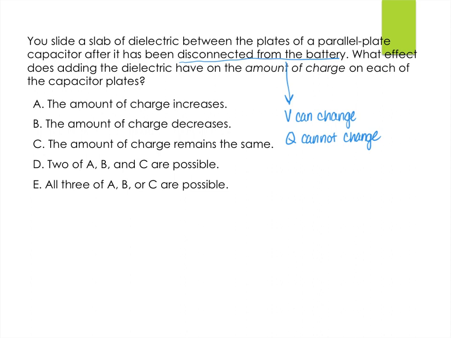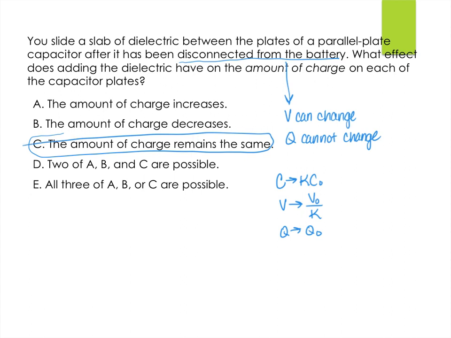So in this case, we already talked about in class that the capacitance increases by a factor of kappa. The reason that it happens is because the potential difference decreases by a factor of kappa, and that's because Q remains the same. So the charge remains the same, and that is the answer to this question.